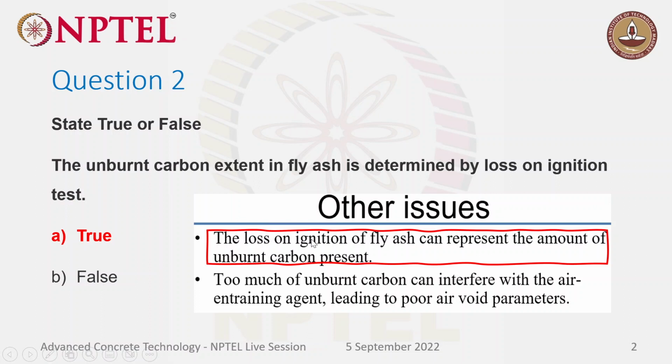The loss on ignition test is done for all the SCMs. We can do it for fly ash, rice husk ash. It will be burned at 700 to 1000 degrees Celsius for 2 to 3 hours. It depends upon the SCM and the code we follow, either the SCM code or the IS code. Based on the codes, the time and temperature might vary, and then it will be burnt in a muffle furnace for a given time, and then we measure the weight difference. That gives the unburned carbon extent in the fly ash. So it's true. It's a very simple question.